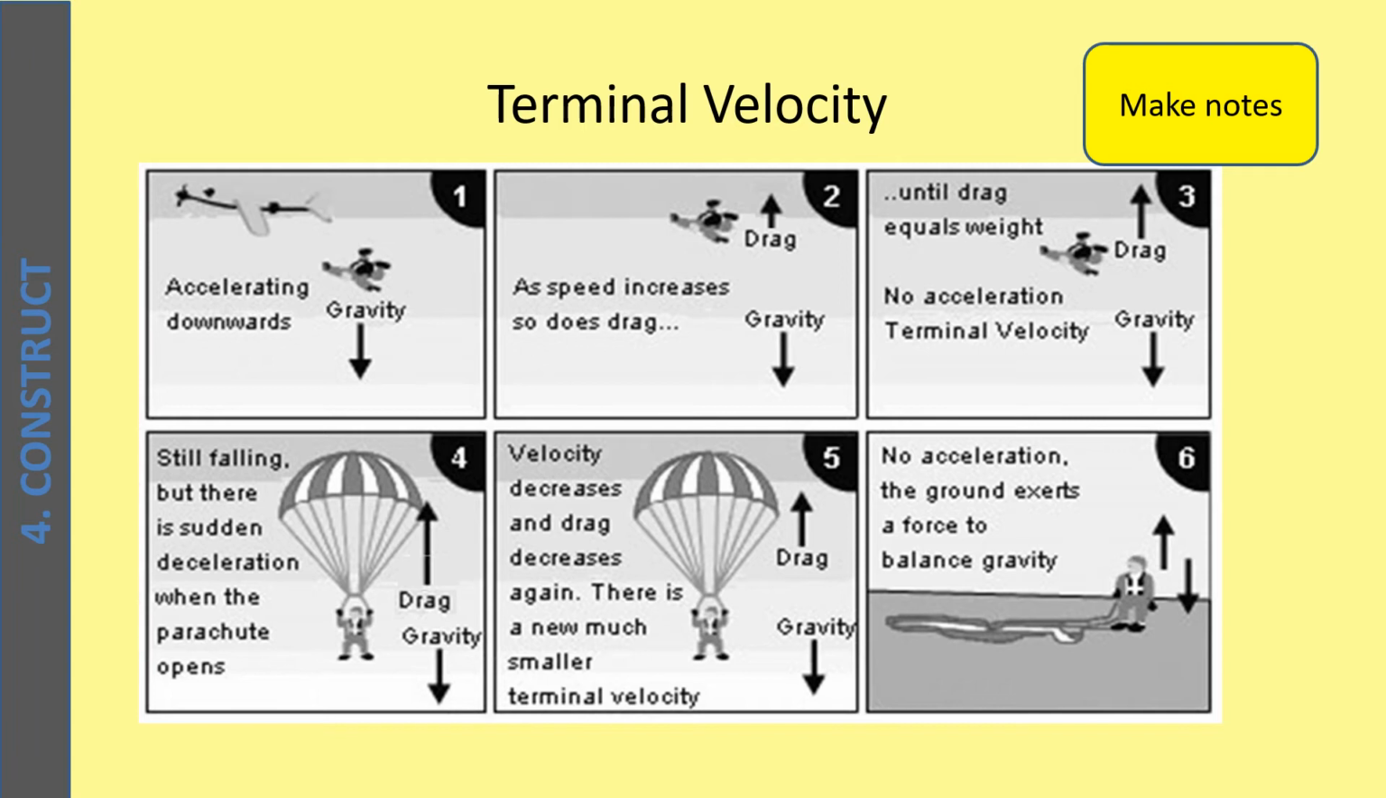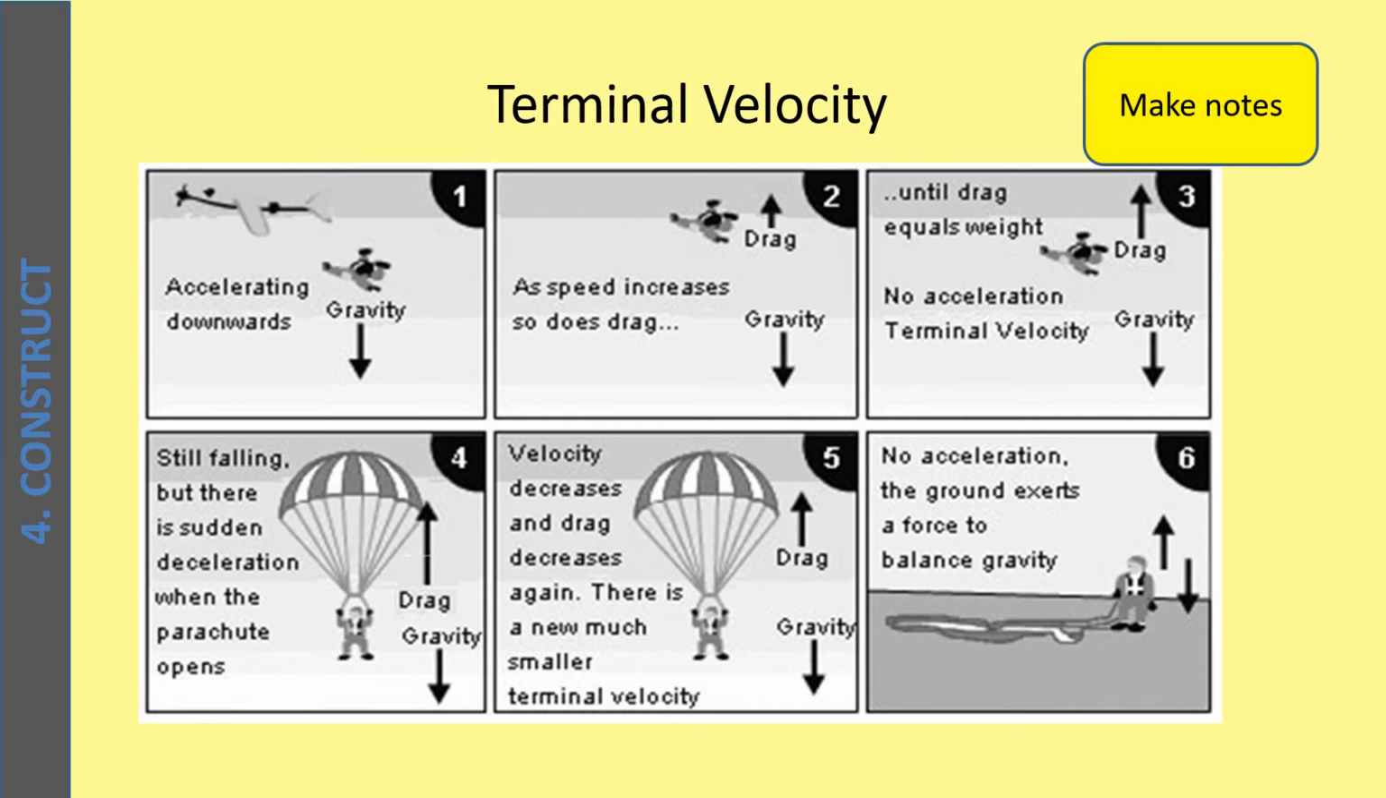In diagram number 1, the skydiver jumps out of the aeroplane, gravity starts to act. That gravity causes the skydiver to accelerate downwards. His velocity increases very, very rapidly. In diagram number 2, we see the skydiver falling at an increasing velocity. Now we know that friction increases as velocity increases. So as he is falling faster and faster, the force of drag or friction is increasing as well.